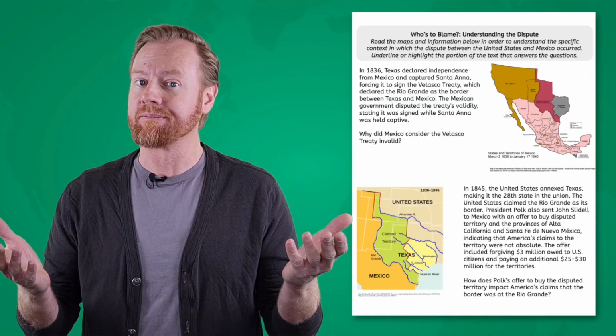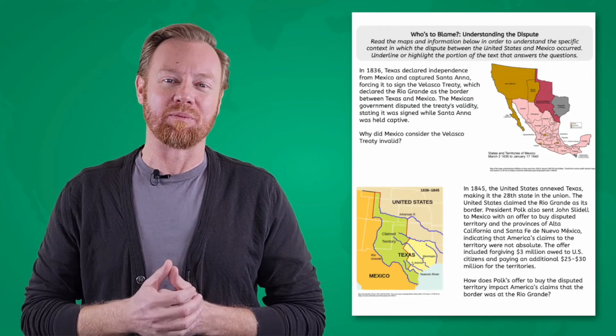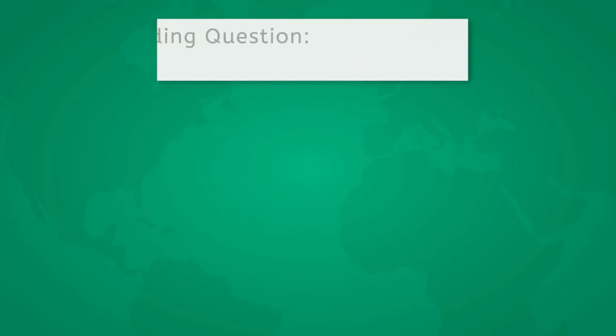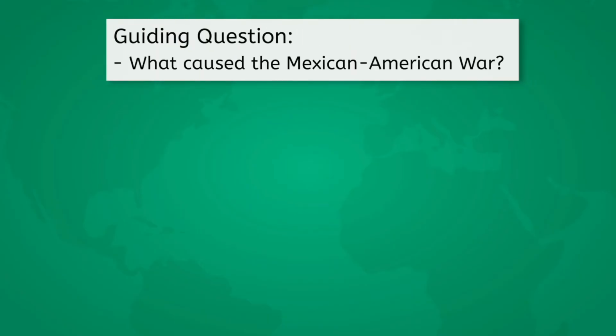In 1846, both nations sent troops into the disputed territory. Fights broke out, leading to an American declaration of war in 1846. Who was to blame? Well, you'll find out more in your PDF. Before we find out how the war ended, let's get our first guiding question. What caused the Mexican-American War?